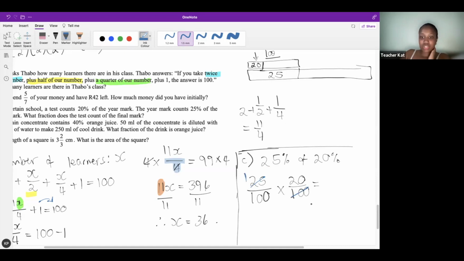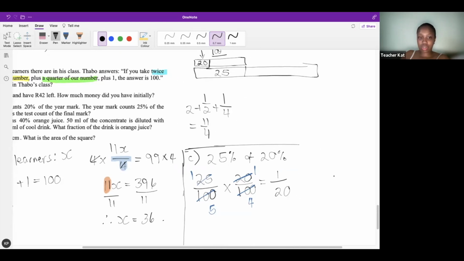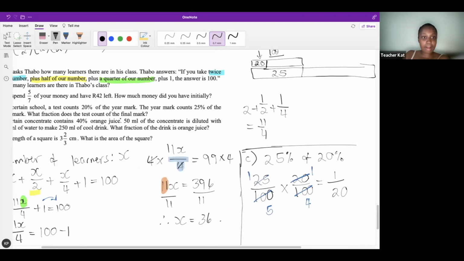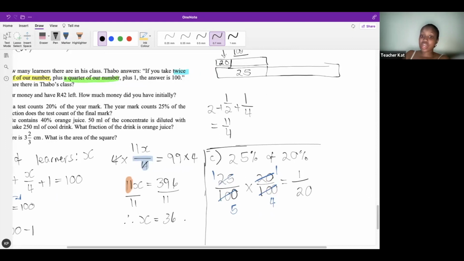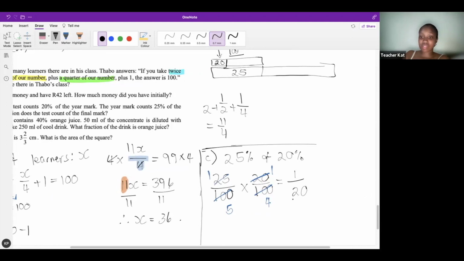Once, and into 100, 4 times. 20 goes into itself once and into 100, 5 times. Okay, what's 1 times 1? 1. And at the bottom, we have 5 times 4, 20. Now let's convert this to a percentage. Okay, we actually don't have to because they said what fraction. So then that test will actually only count 1 over 20.